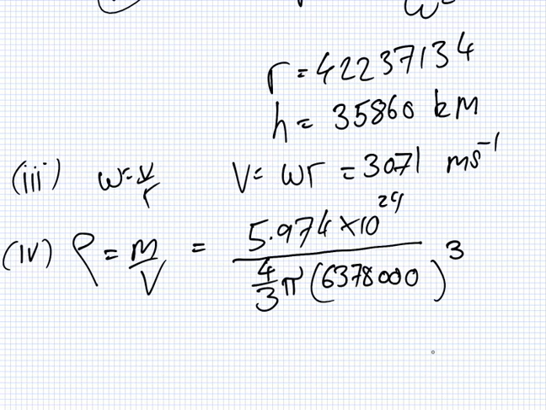Let's see what we get. 5.974 times 10 to the power of 24 all over 4 over 3 by pi by 6378000 cubed. 5497 kilograms per meter cubed is what I got there.